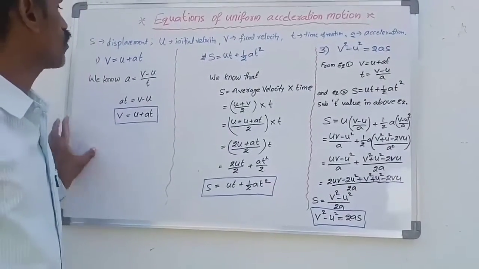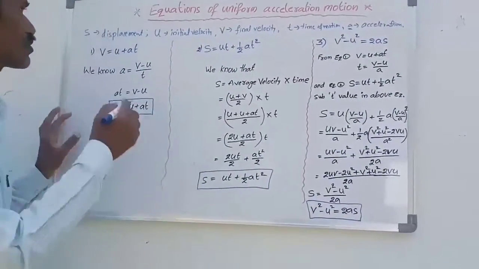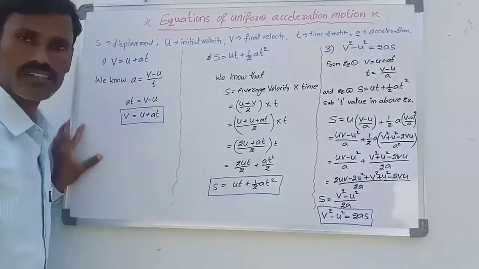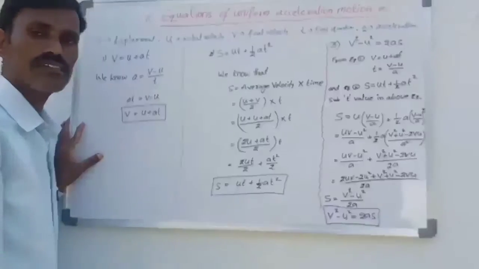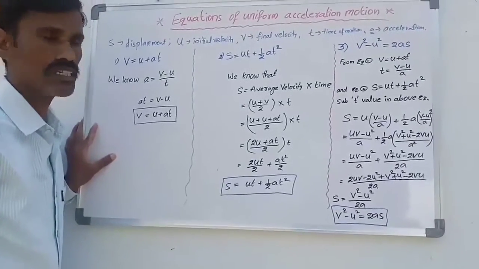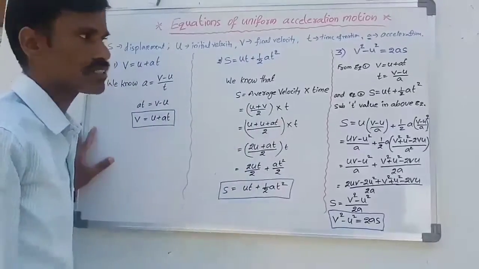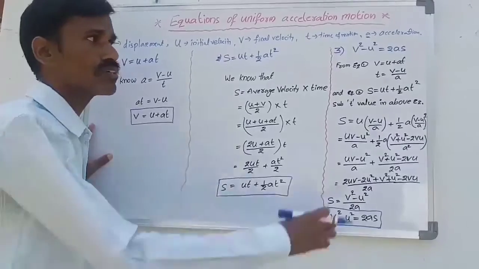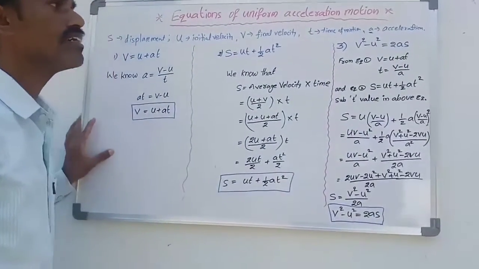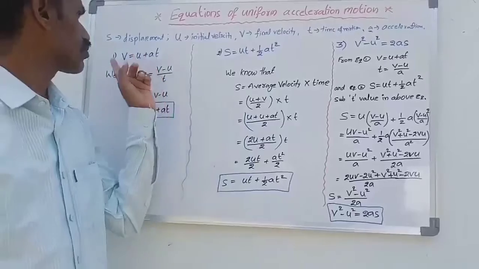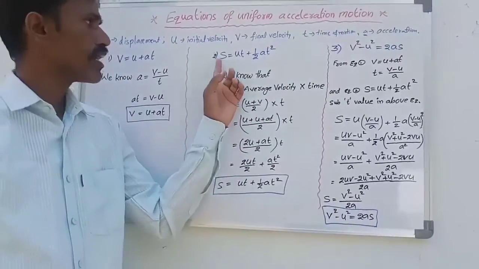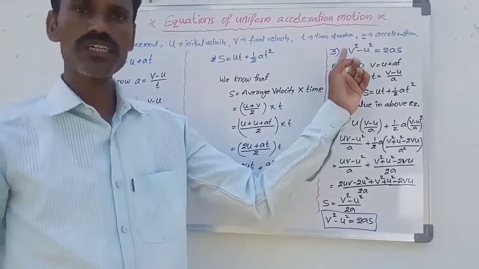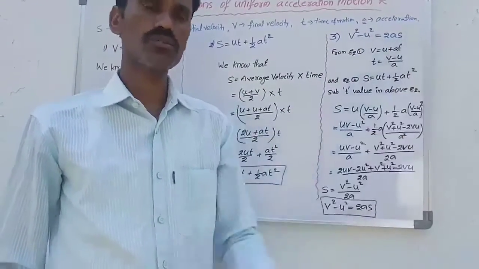Now we have three equations of motion. The first one is v = u + at, the second equation of motion is s = ut + 1/2 at², and the third equation is v² - u² = 2as. So these are the three equations of motion: v = u + at, s = ut + 1/2 at², and v² - u² = 2as.